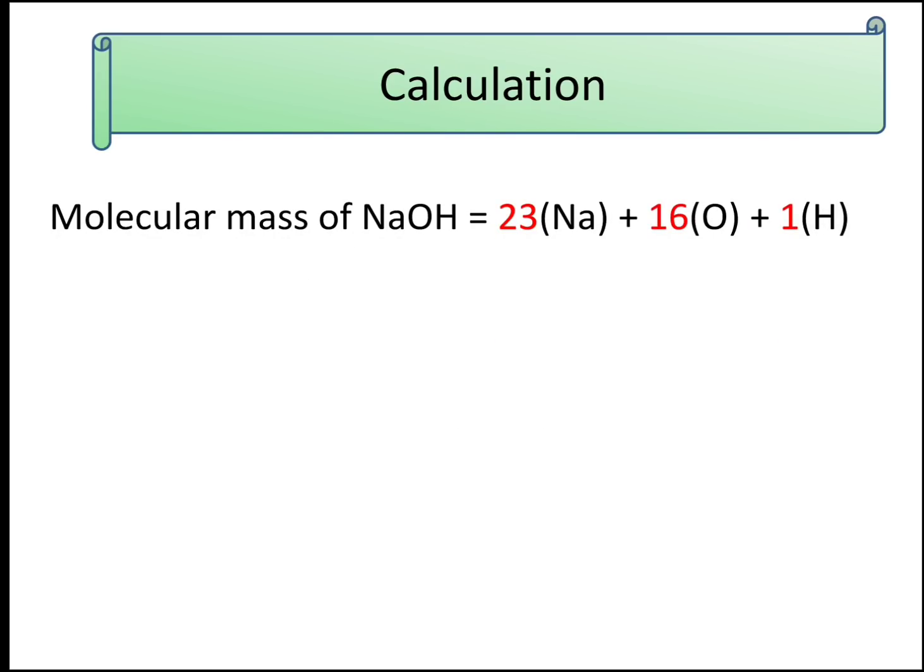Let's see the calculation in case of sodium hydroxide. First of all, we need to calculate the molecular mass of sodium hydroxide, which we can easily calculate just by adding the individual molecular masses of atoms of sodium, oxygen and hydrogen. As you can see here, the numbers in red color are the molecular masses of individual atoms. Adding these values, we get 40 grams. Means 1 mole of sodium hydroxide is equal to 40 grams.